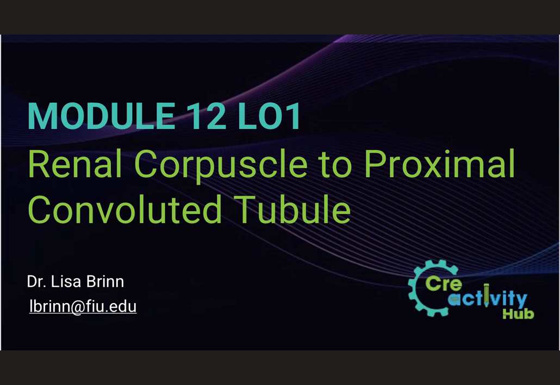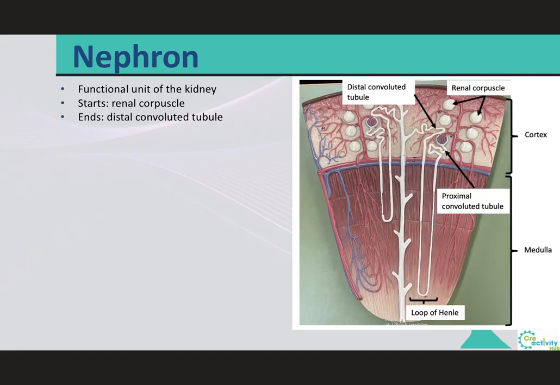So let's get started. Like I said, the nephron is going to be the functional unit of the kidney. It will start right over here on this structure that's called the renal corpuscle, and it will end on the distal convoluted tubule. So from this image, we can say that each nephron is going to consist of a renal corpuscle and a renal tubule that will be divided into seven different compartments. And we will talk about each of these compartments as we move along.